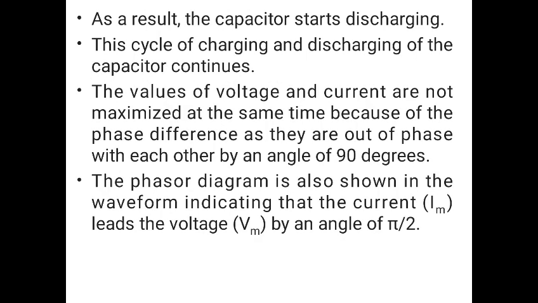As a result, the capacitor starts discharging. This cycle of charging and discharging of the capacitor continues, and the values of voltage and current are not maximized and minimized at the same time because of the phase difference, as they are out of phase with each other by an angle of 90 degrees. The phasor diagram is also noted at the left side, where the current Im is found to lead the voltage by an angle of 90 degrees.